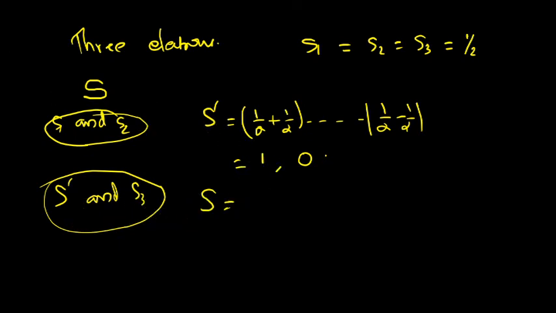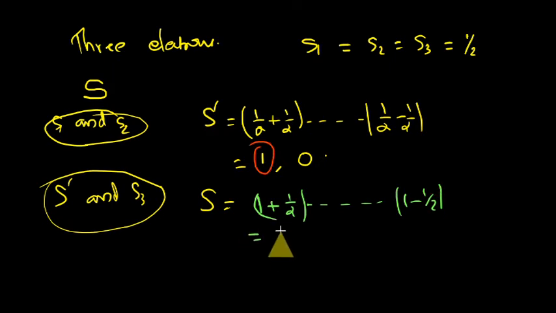Let us take the first value of S dash, that is 1. ഈ വാല്യൂ നമുക്ക് എടുക്കാം. അങ്ങനെയാണെന്നുണ്ടെങ്കിൽ S is equal to 1 plus half to 1 minus half. Okay, so 1 plus half is equal to 3 by 2, and the last value is 1 minus half, that is equal to 1 by 2. 3 by 2 and 1 by 2. So only two values are possible, 3 by 2 and 1 by 2.